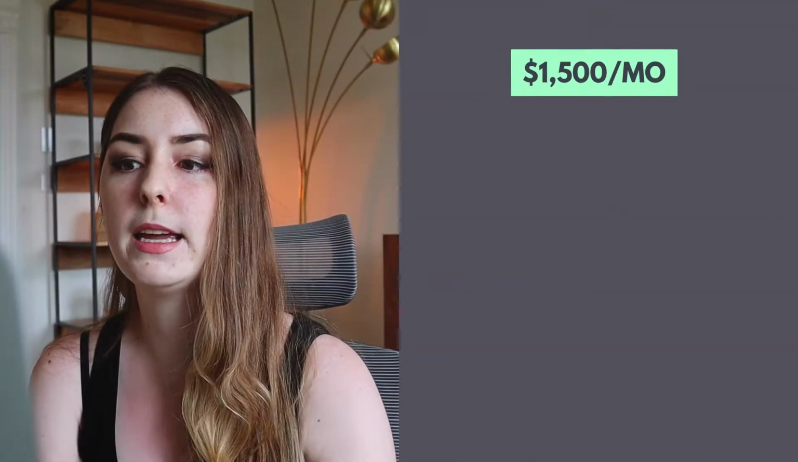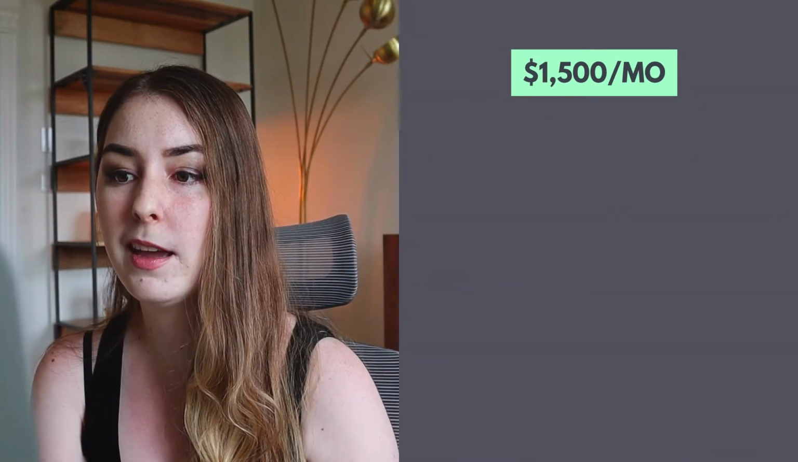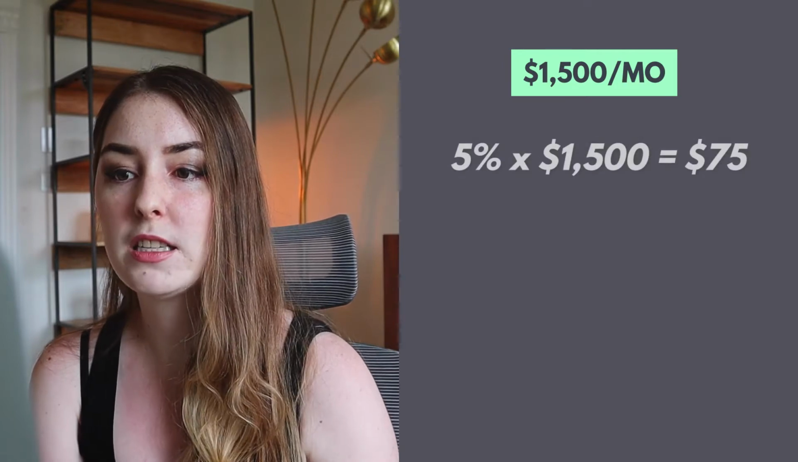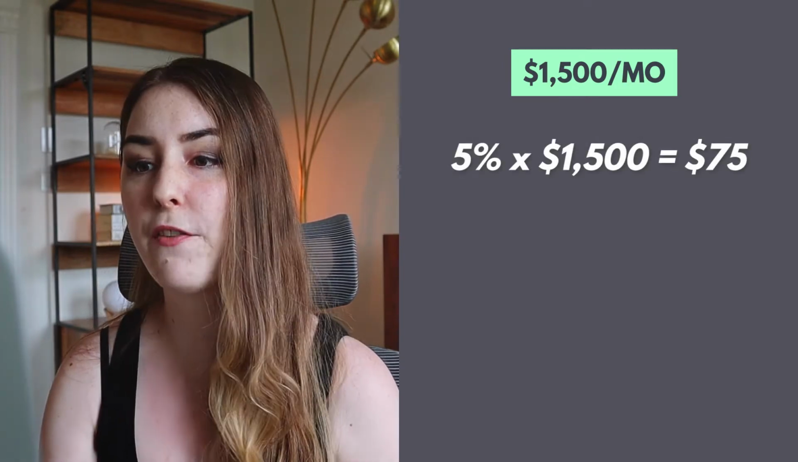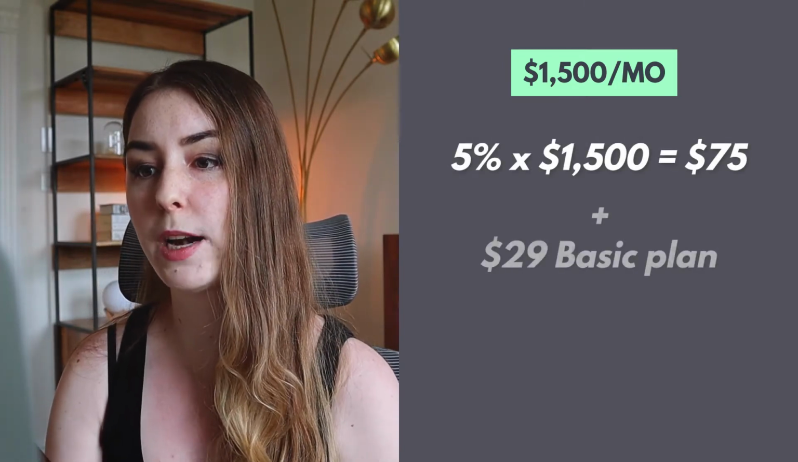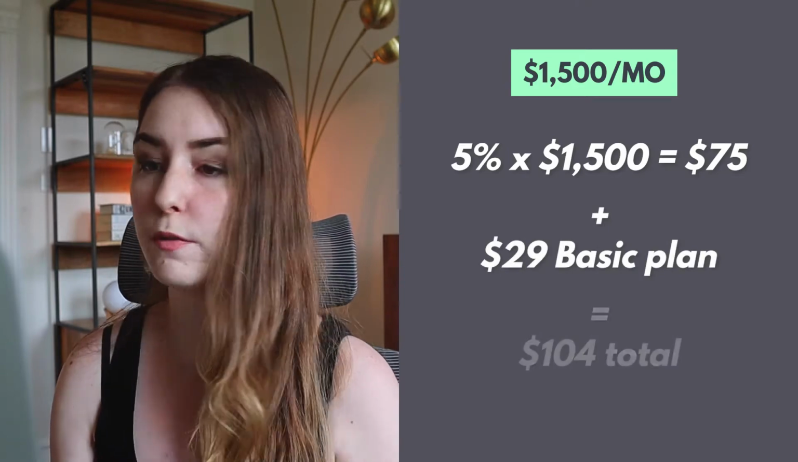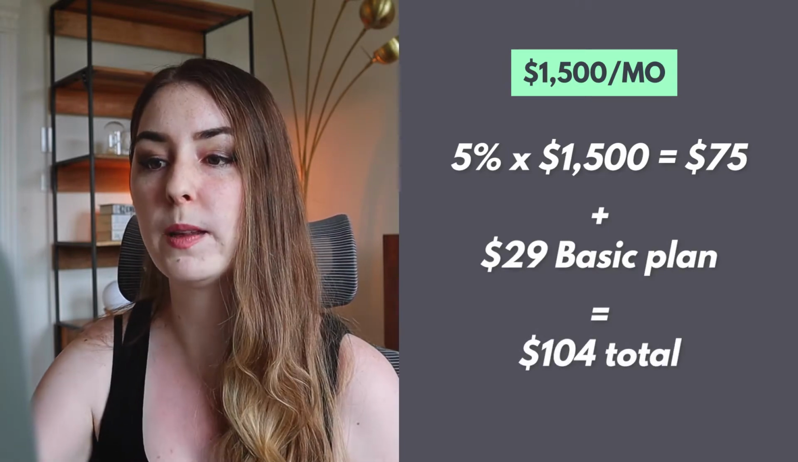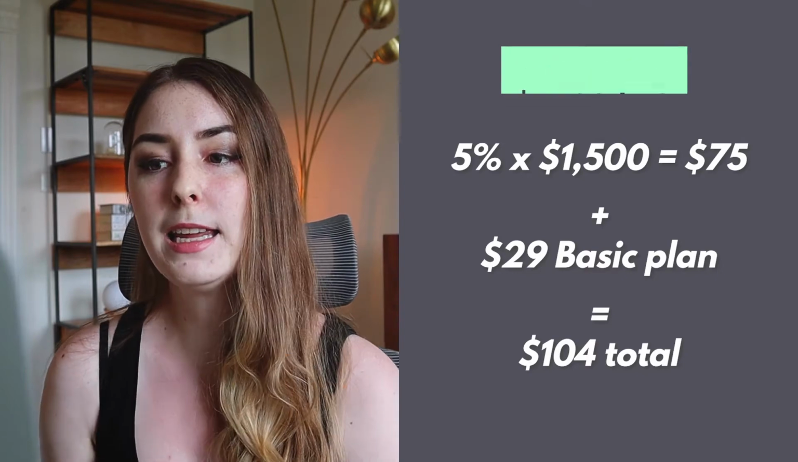So let me break that down for you. Say you're making $1,500 per month, at that point, 5% of all your sales is already $75. So that plus the $29 is already $104, which is more than the Pro plan. So if you are making any regular sales of your course, it just makes sense to go with the Teachable Pro plan from the beginning, because you're gonna end up paying more for a cheaper plan in the long run with that 5% transaction fee.